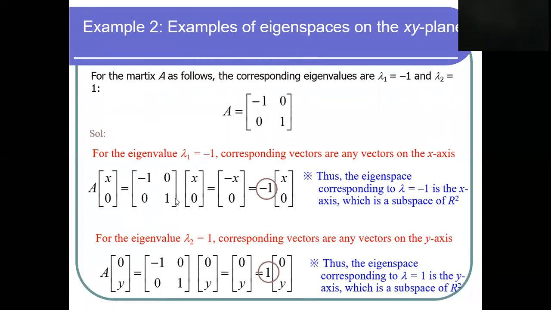Let us take one example. If you have this matrix A and the eigenvalues are lambda equal to minus 1 and lambda equal to 1. So if you multiply A with x, what you will get? You will get minus x, so you bring minus 1 as a common factor, times x, 0. So this will be the eigenvalue and the corresponding eigenvector is x and 0. If you multiply A with 0 and y, in that case you will get 0 and y. If you take 1 as a common factor, in that case 1 is the eigenvalue and 0, y remains the same. So ultimately, after multiplying A with this vector, the vector remains the same, and this is basically the eigenvalue, and this is the eigenvector.